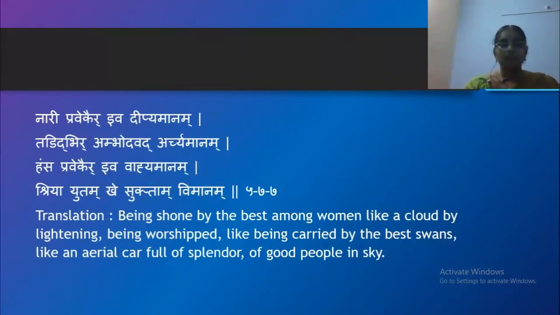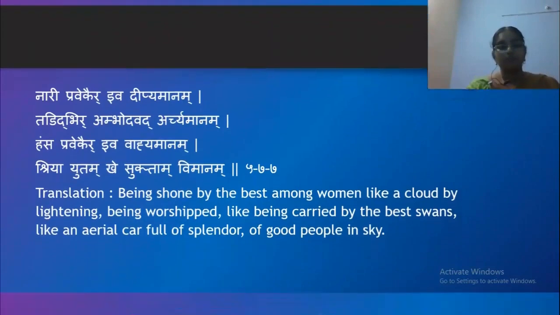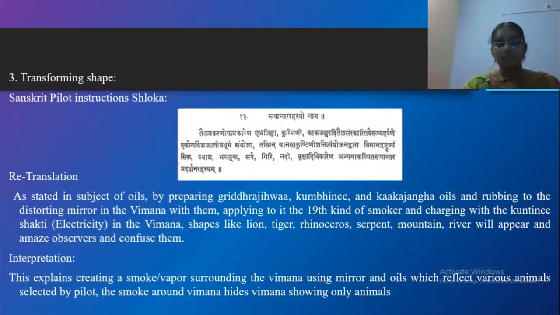So there is another sloka with similar descriptions. So being shown by the best among women like a cloud by lightning, being worshipped, being carried by the best swans, like an aerial car full of splendor of good people in the sky. So this is another sloka. Now similar descriptions from Vaimanika Shastra, the technology and science behind it.